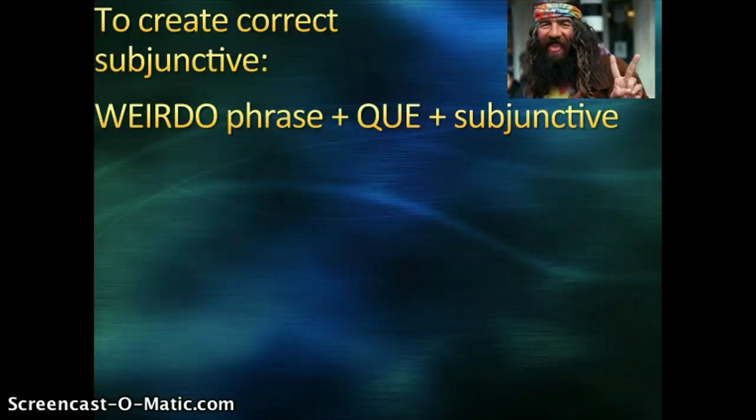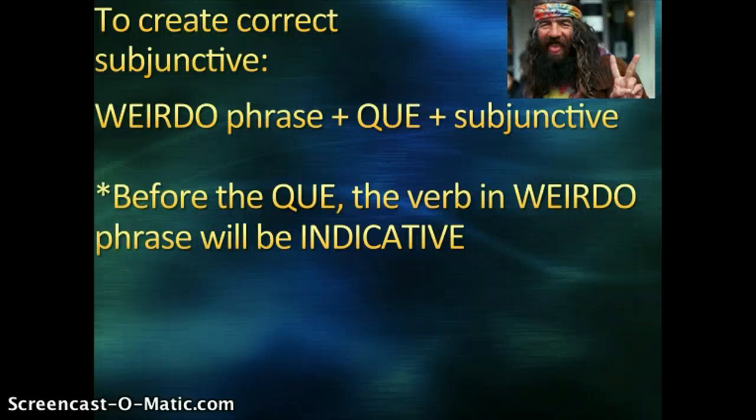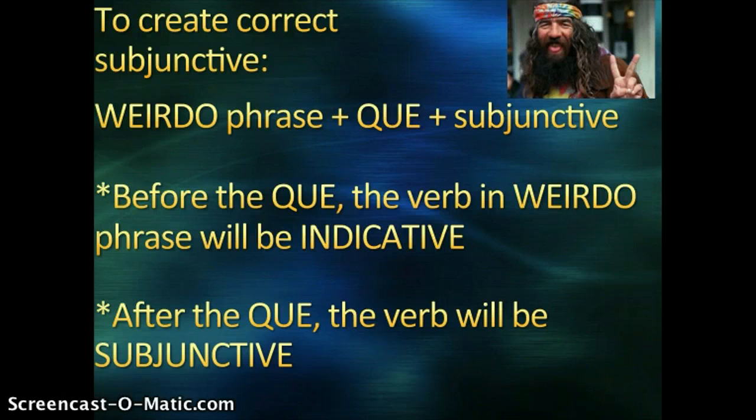Now, there are some requirements that you must think about. Before the que, the verb in the WEIRDO phrase will always be indicative because you're indicating what you recommend or what someone recommends or what someone feels. It's very indicative, okay? However, after the que, the verb will be in the subjunctive because that is what you are expressing that you wish someone would do or that you hope someone does.